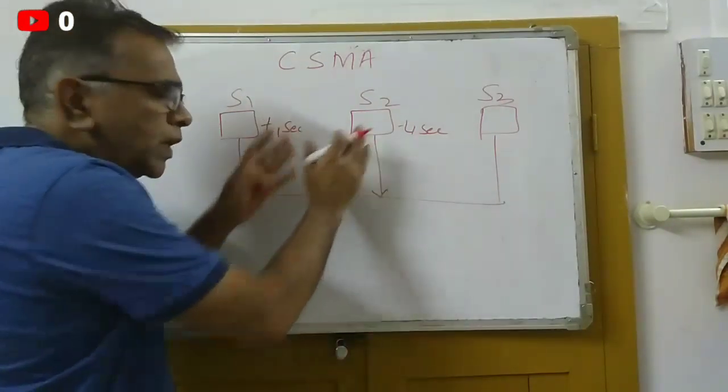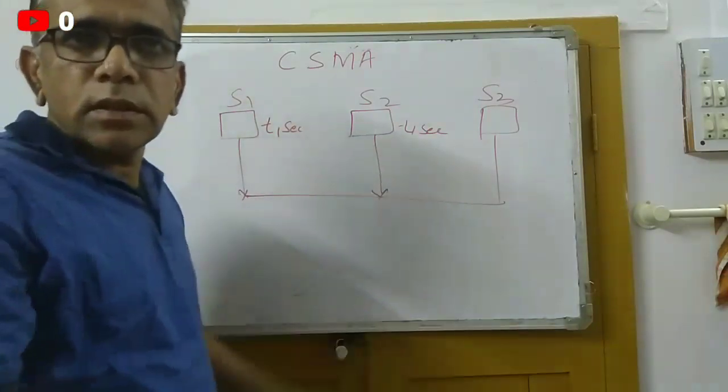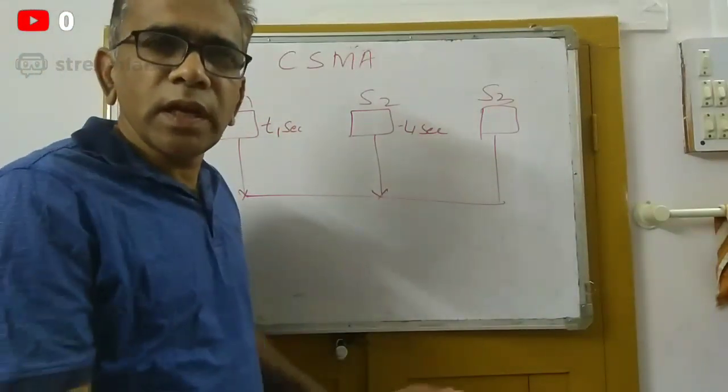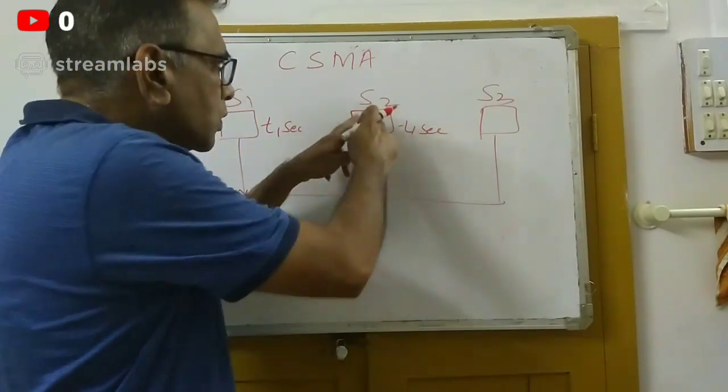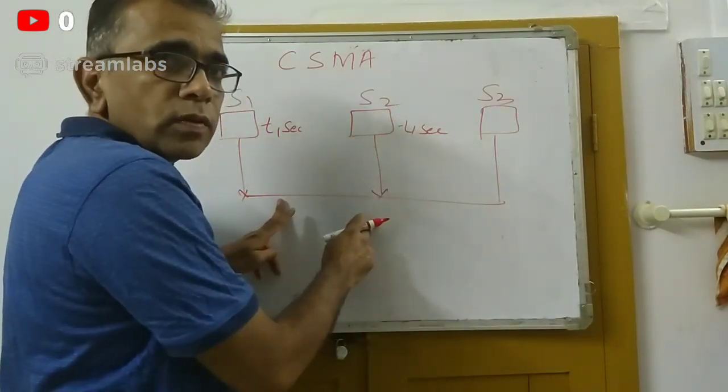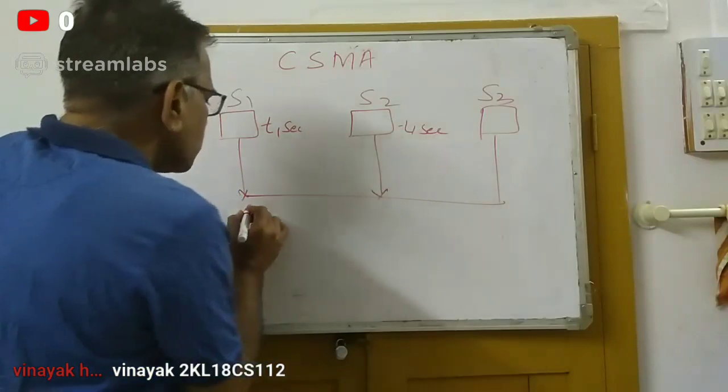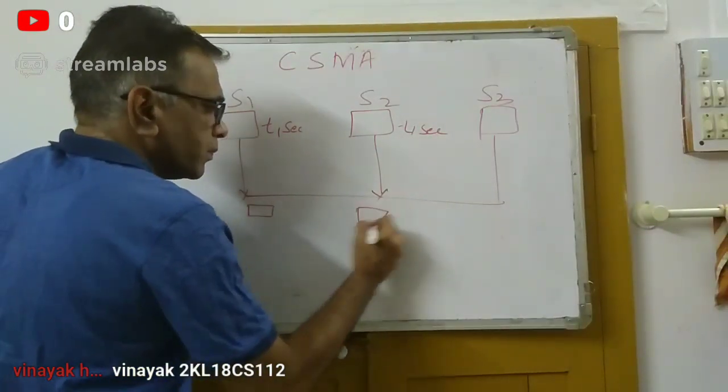What will be the status of the medium for both? Nobody is involved in transmission, the medium is free. When the medium is free, what do they do? Both of them jump for transmission. Fine. So both of them start transmitting their frames.